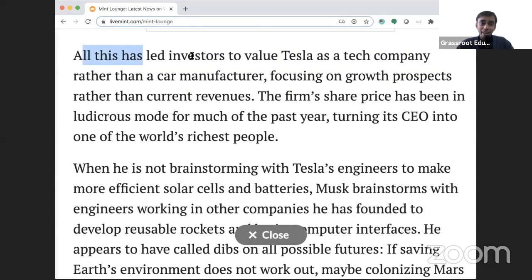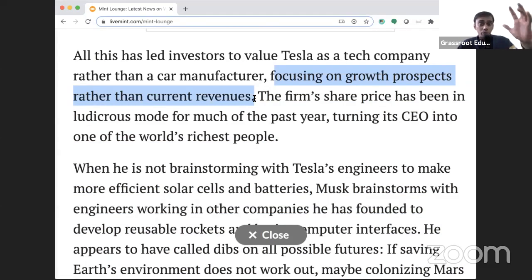Next, all this has led investors to value Tesla as a tech company rather than a car manufacturer. Are you able to understand that Tesla is not looked at like a car company? It is looked at like a technology company because that is the main core of their business now, right? The technology, not the cars that anyone can make, focusing on growth prospects rather than current revenue. So it's not about how much money the company is earning today, but how much it can earn in the future, based on the promise that it is showing about electric cars.